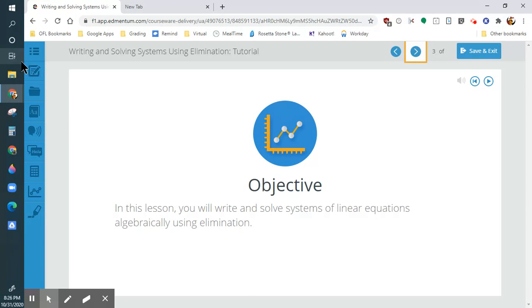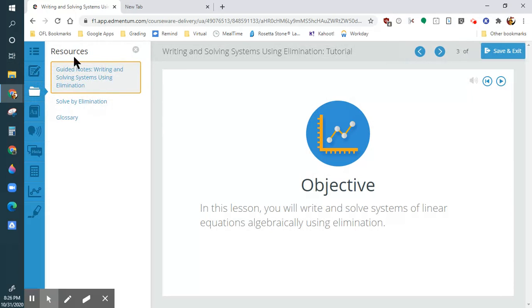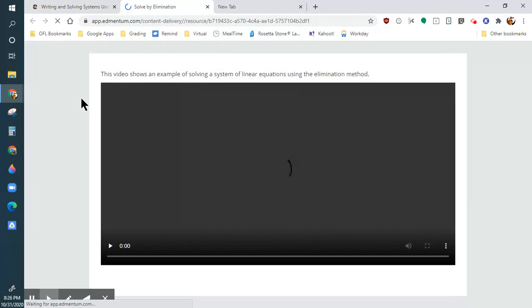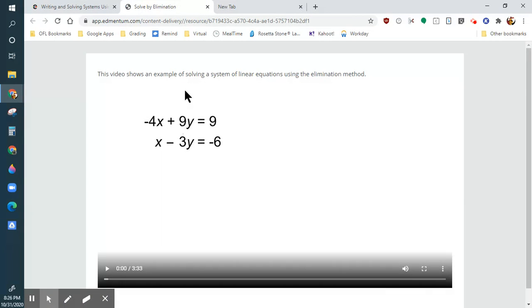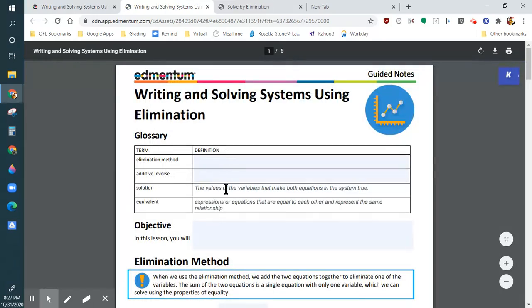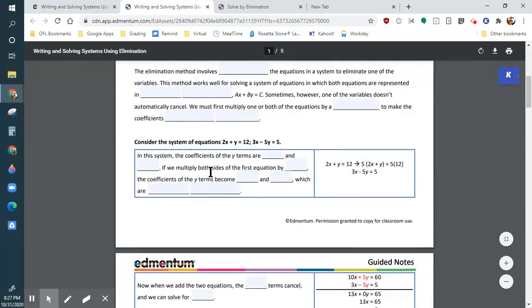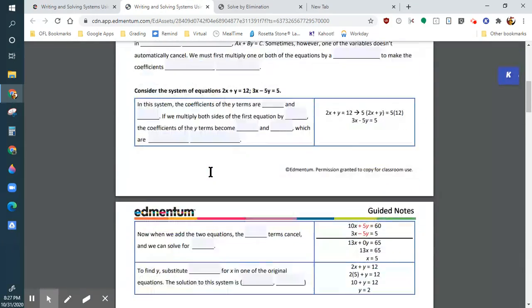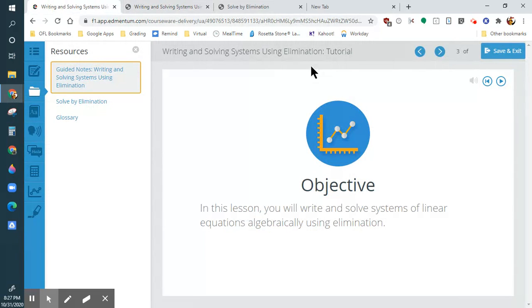As always, guys, what I recommend doing is looking at the guided notes, especially because they give you a video on how to solve by elimination. So if you want to see more on the technique, watching the video is a really good way to learn how to do it. Guided notes is a good way of knowing all the steps and how to do everything. So those resources are there for you.